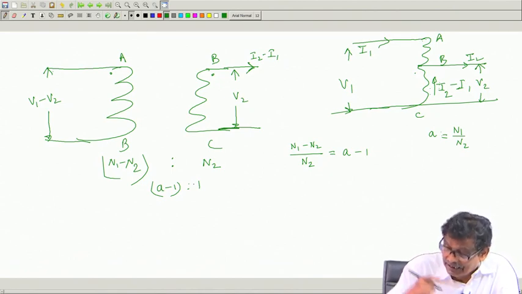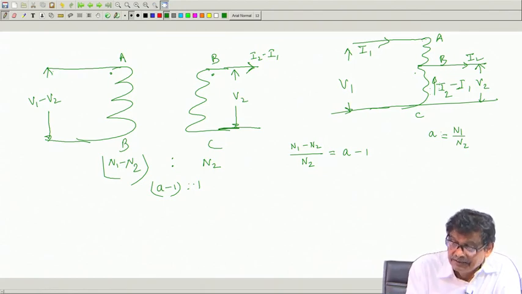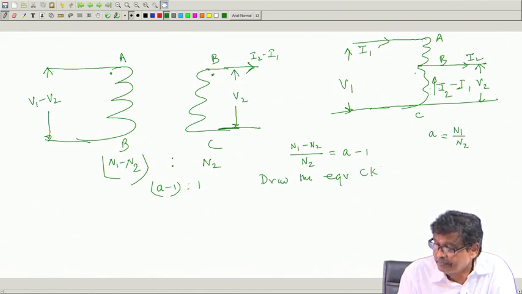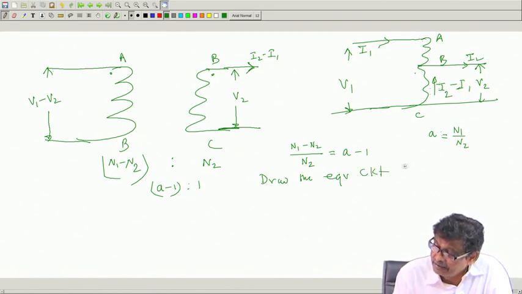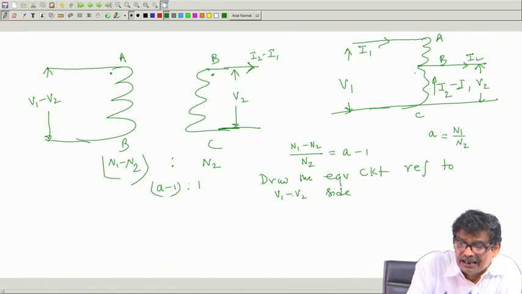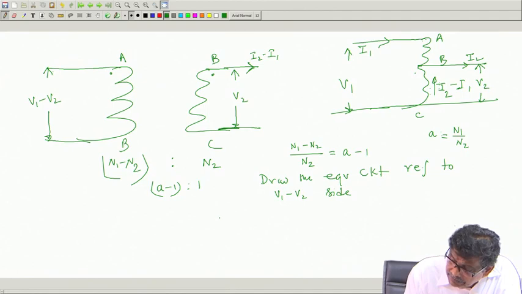Then I will go another step ahead, and today I will stop here. Then draw the equivalent circuit of this circuit, referred to, I will not say source, to the V1 minus V2 side, because this winding will see, okay, across it has been applied a voltage of V1 minus V2. And what will be the equivalent circuit? V1 minus V2 is the applied voltage, is not.